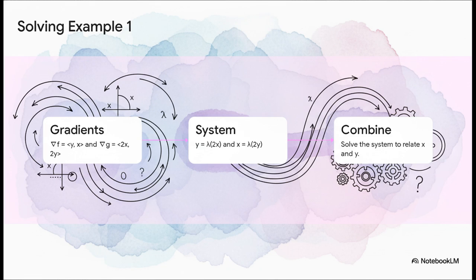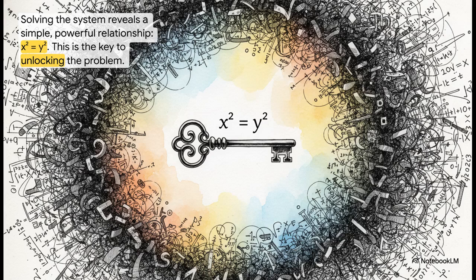That's the system we need to solve. Now, if you start playing around with those two equations, maybe solve for lambda in both and set them equal, or substitute one into the other, you'll uncover this really simple hidden relationship. X squared must equal y squared. That little insight is the key that just cracks this whole problem open.